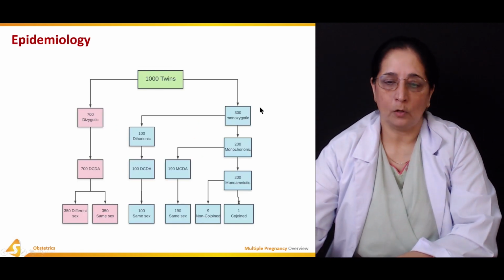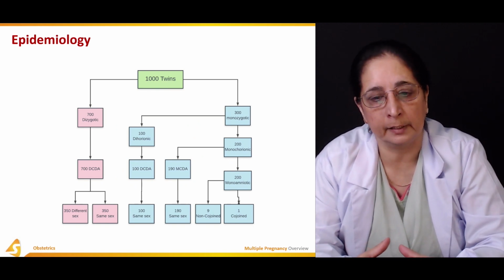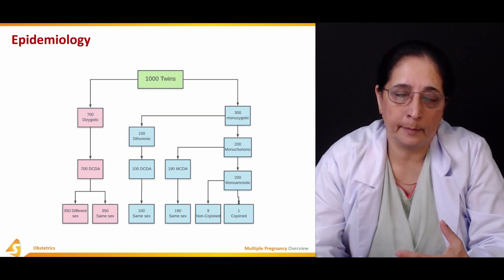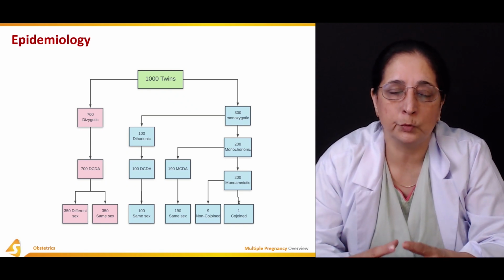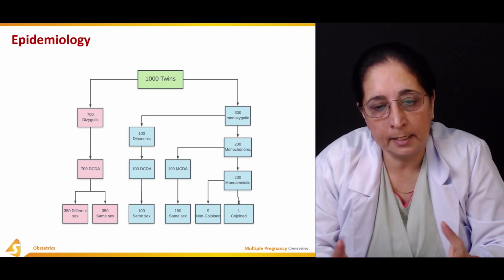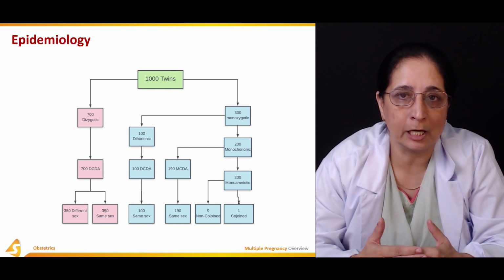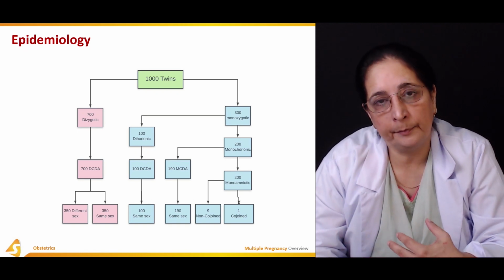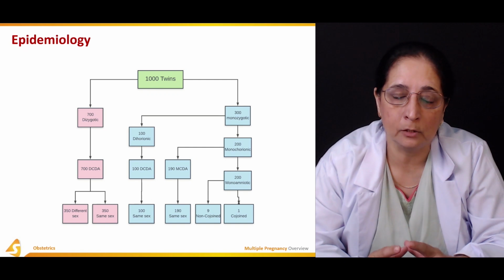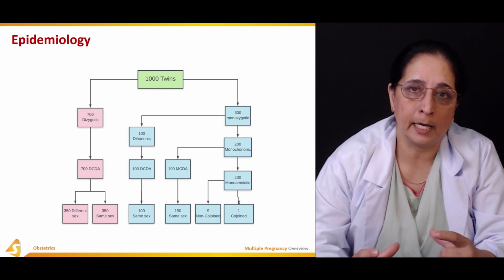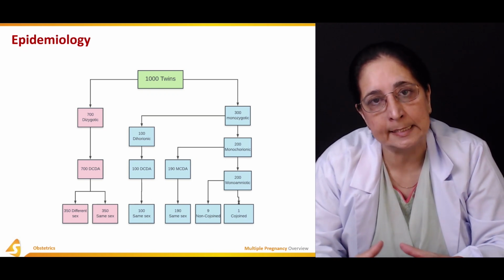Next, the epidemiology. How common is the twin pregnancy and how are they divided further? So if 1,000 twin pregnancies are studied, then out of these, 700 are dizygotic. As we said in the previous slide, dizygotic are fraternal twins. Monozygotic are identical. So dizygotic are more common as compared to monozygotic or identical twins.